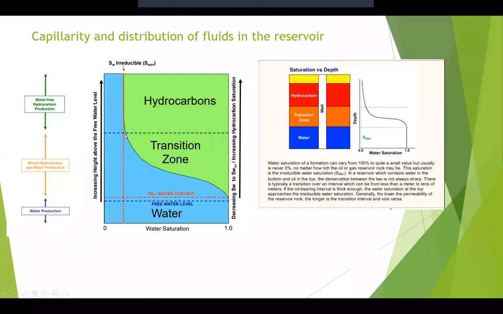Below this point, we call it the transition zone, and here you can produce a mixture of hydrocarbon and water. And below this point, you produce free water. If you want to mimic it with a well, you can see it like this. So this is the curve, and this is the free water level. Below this point of the curve, you are producing only water. From here to here is the transition zone, and you are producing a mixture of water and hydrocarbon. And above this point, from here to here, where we have this asymptote, you are producing pure hydrocarbon.